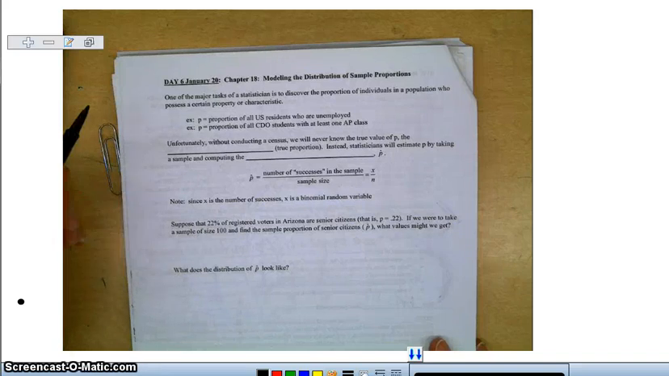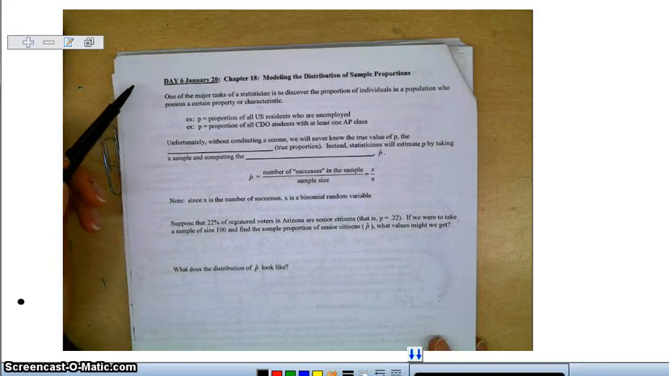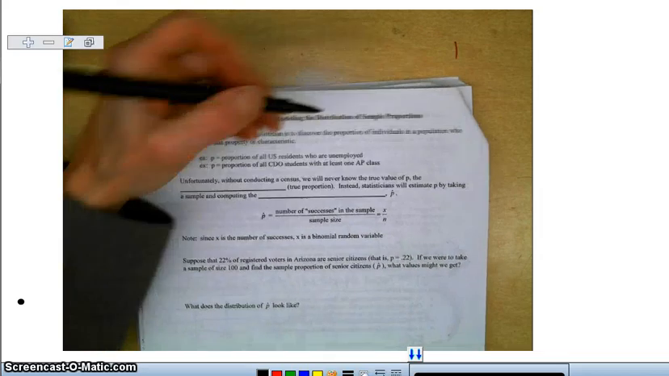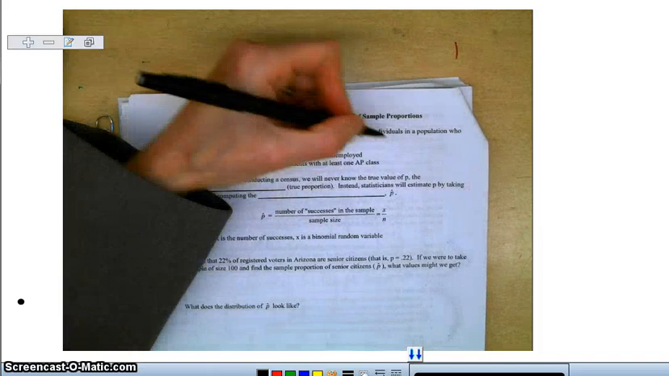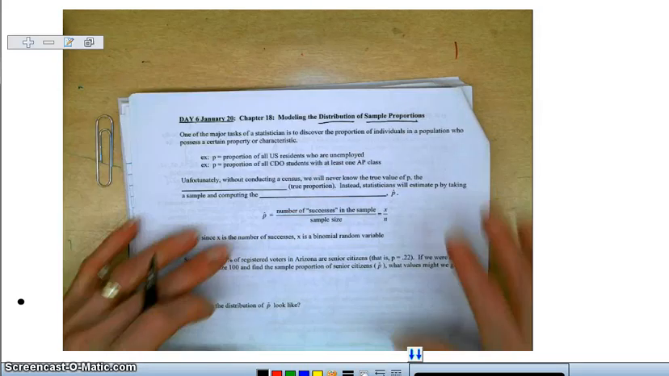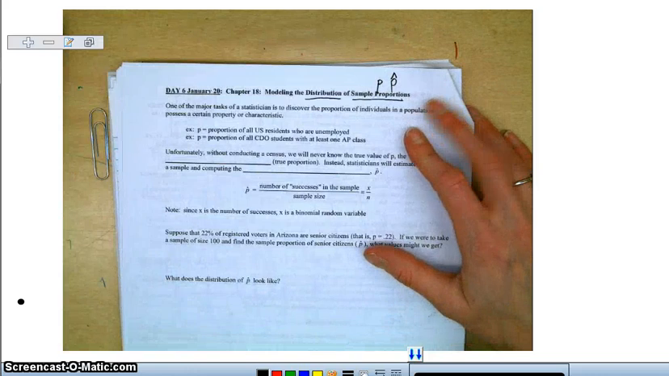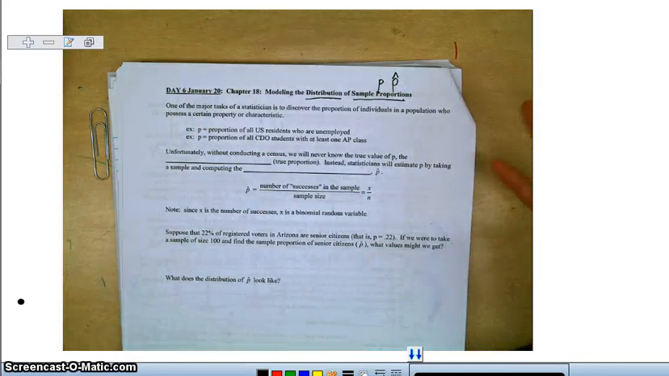Okay, so we are going to look at day 6, January 20th, chapter 18, modeling the distribution of sample proportions. A distribution, again, is just a group of numbers. Sample proportion, a proportion is p or p hat, and we'll talk about those down here. A proportion is like a probability, a decimal, a fraction.